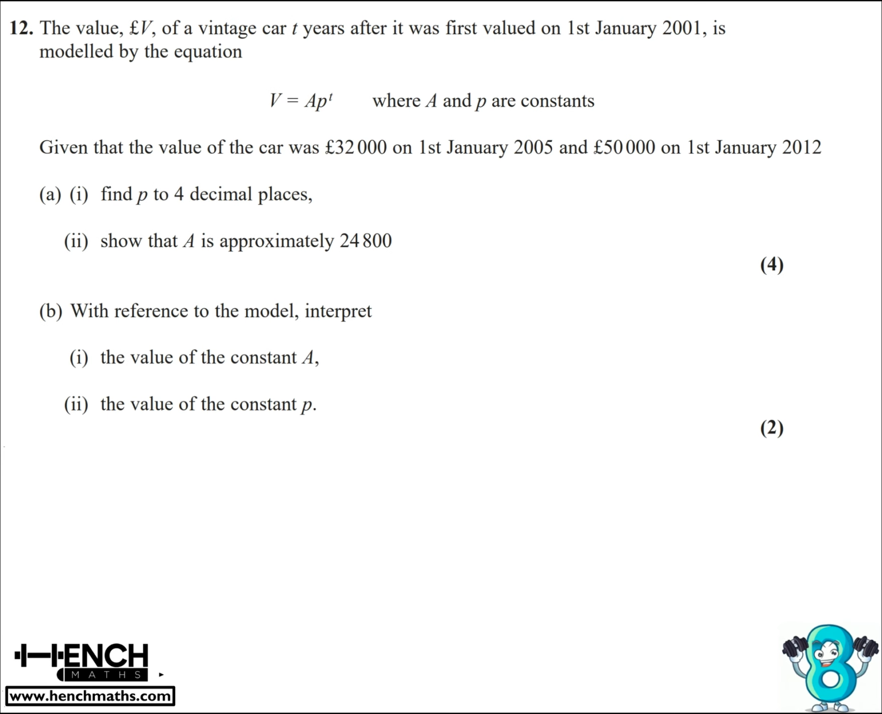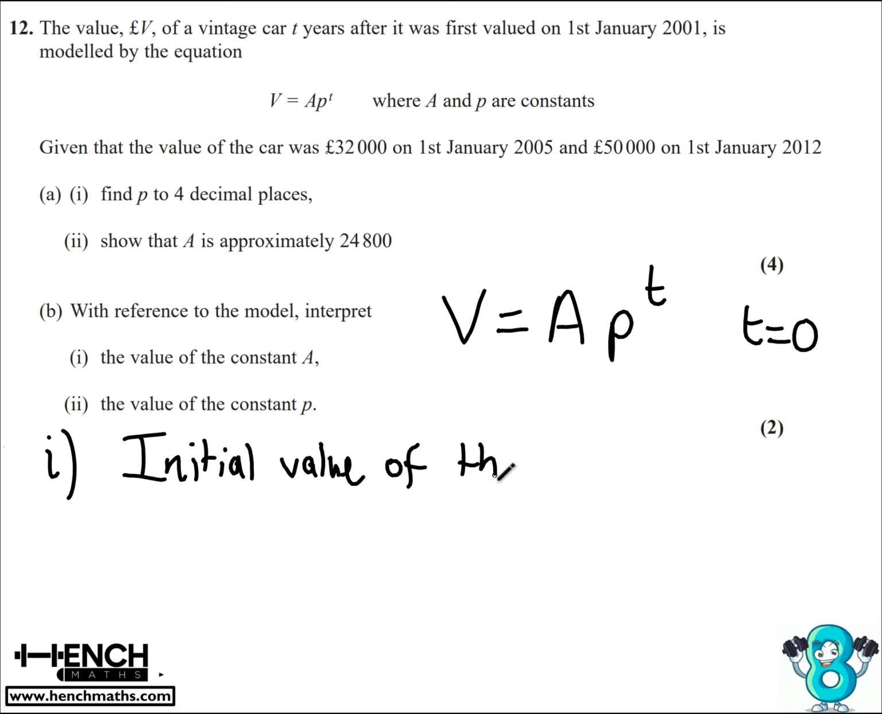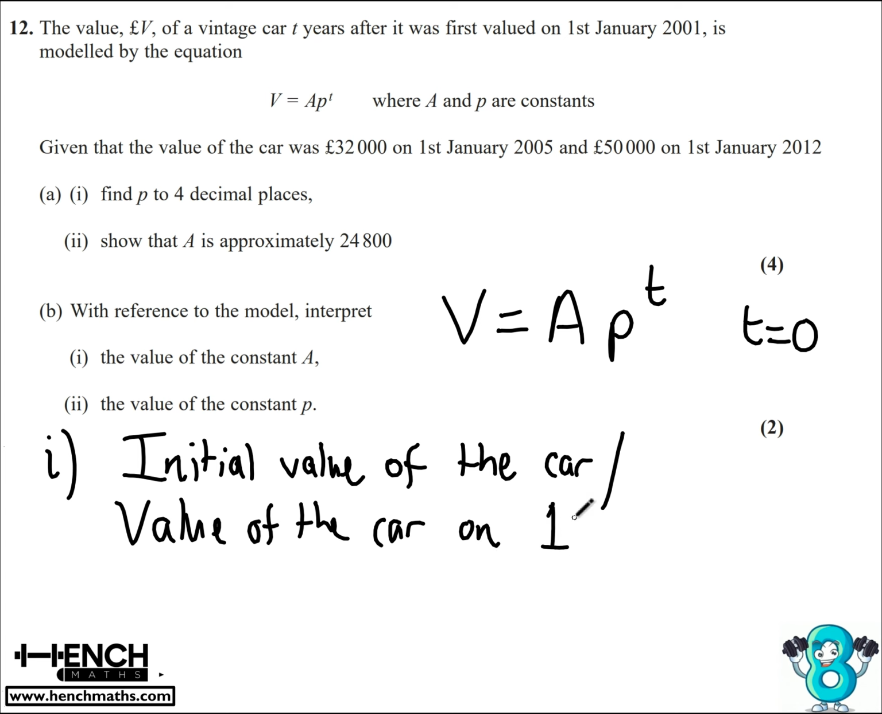Part B, with reference to the model, interpret the value of the constant A. So we look to our model, V equals A P to the power of T. If T was equal to 0, P to the power of 0 would just be 1, so V would just be A. So effectively A is the value of the car when T is 0. So for part I, it's the initial value of the car. Or you could say the value of the car on 1st of January 2001.